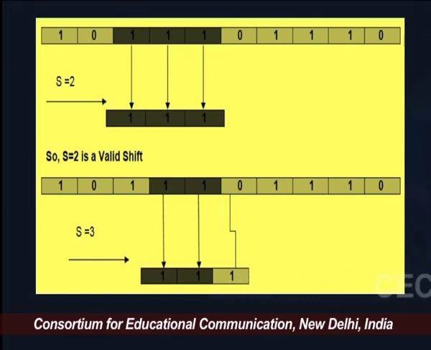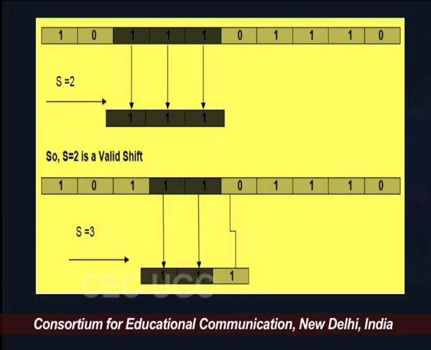When we say S equals 3, we are moving our pattern in the right direction. That means now we will start comparing the first letter of the pattern with the fourth letter of the text. So, 1 and 1 are matching, again incrementing the counters, again 1 and 1 are matching. So, 2 characters are fine.